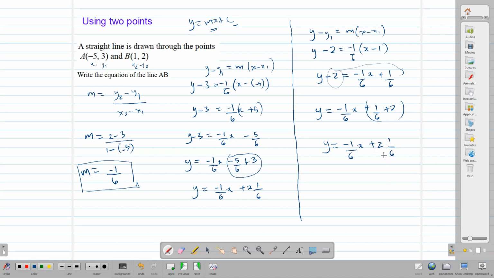It is usually up to you, the student, to decide in this case, depending on which one seems easier to you, which point you want to use as the x1, y1, because using either of them will give you the same answer, but one may work out a little bit faster and easier than the other. So you can choose which one you want to use, because it doesn't matter which one you use. So this is the equation of our straight line.